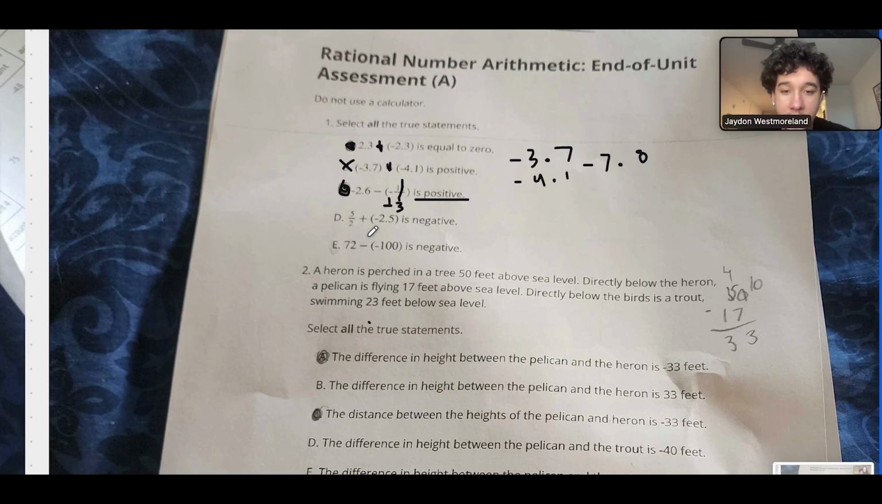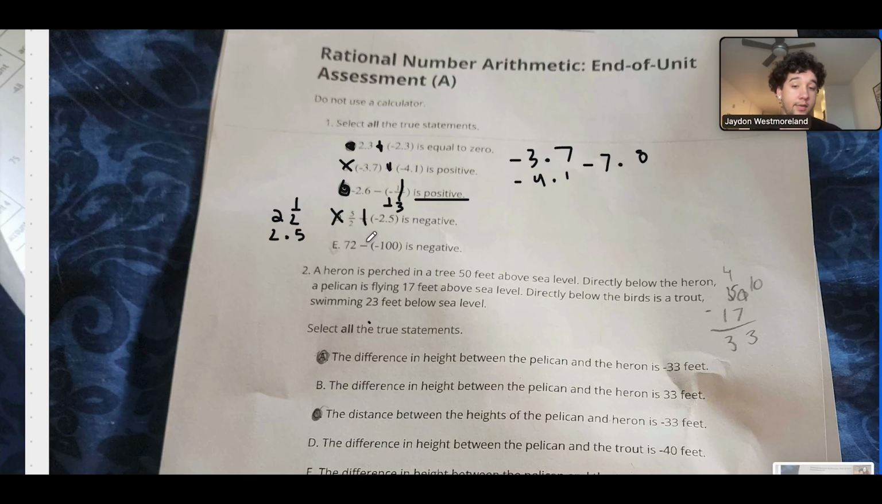5 halves plus negative 2.5 is negative. Okay? What I would do here in this case is I'd either convert this into a fraction or convert this into a decimal. Now, I think it's easier to convert this into a decimal. 2 goes into 5 2 times with 1 remaining. So 2.5. 1/2 is 0.5. So you have 2.5 plus negative 2.5. Again, drop the adding sign. 2.5 minus 2.5 is negative. That is not true. It's actually equal to 0. So this isn't correct.